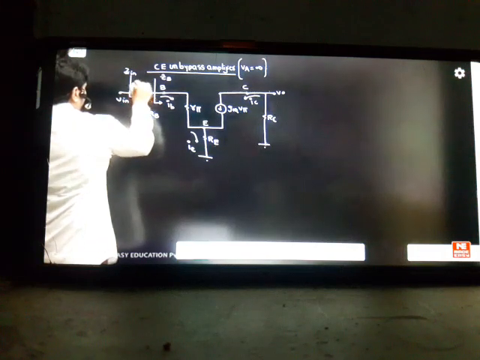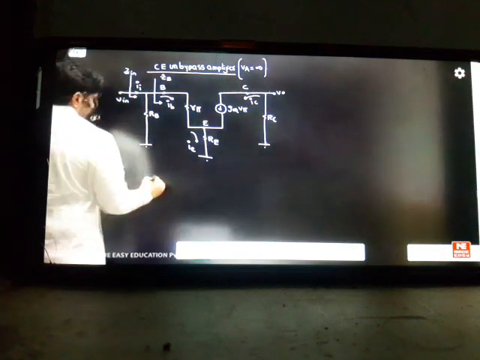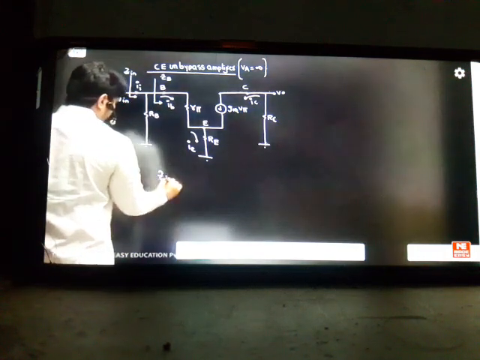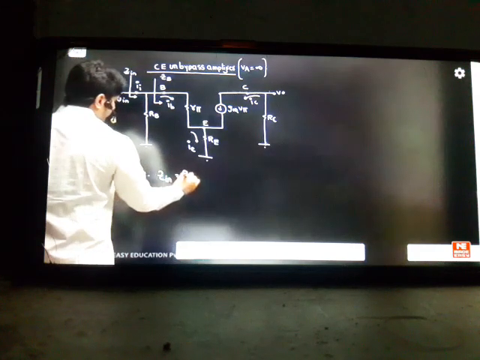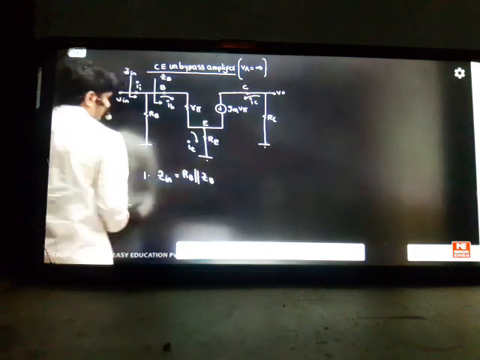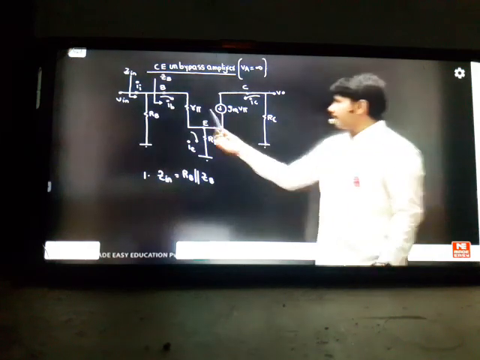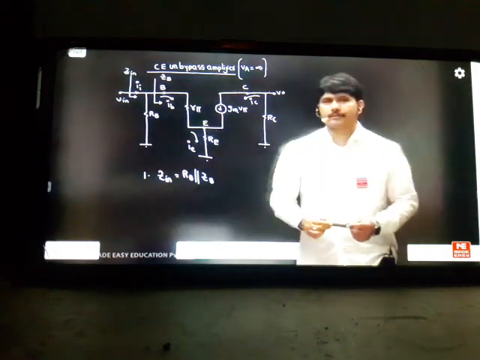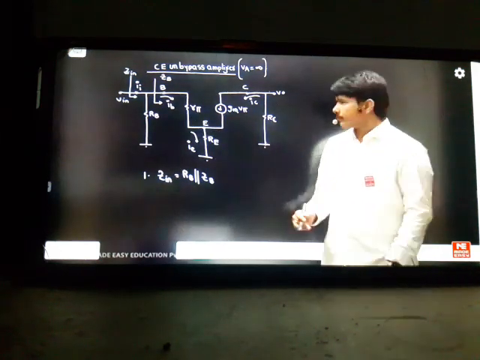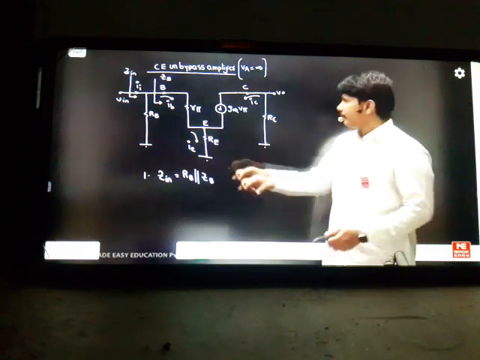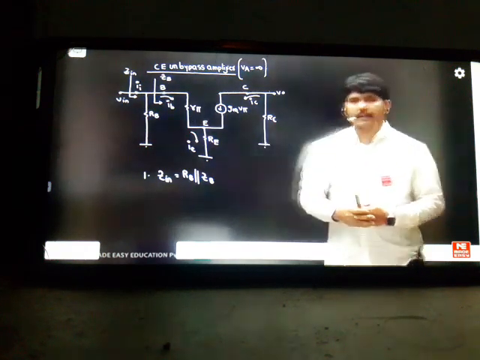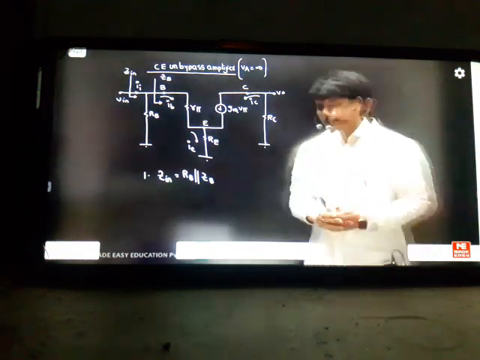For ZIN, this will become II. So first we'll finish the answer for ZIN. ZIN here is RP parallel to ZB. In the previous class, ZB became R pi directly. But now it is not R pi, it is having some RE also here, some impact on the board. How to find that ZB is the concept. The first answer is clear, RB in parallel with some impedance, but that impedance will come from here to here now. Because of that RE, we are getting R pi plus some extra quantity. How to find out that answer? Let's see.